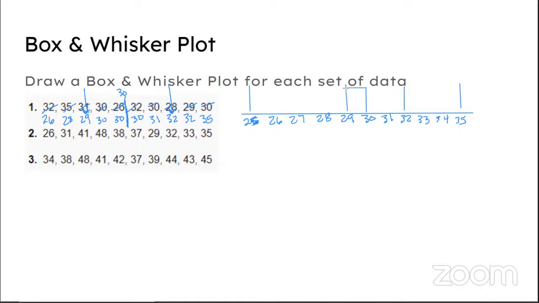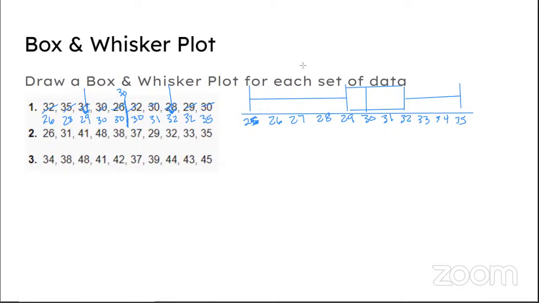So now I need to connect these into a box and then throw some whiskers on it. There we go. So that is my box and whisker plot for number one set of data.